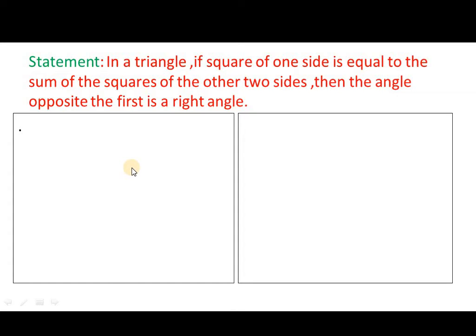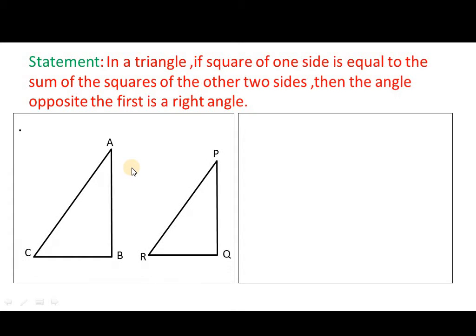So let us take triangle ABC and triangle PQR, the two right angle triangles. In a triangle, if the square of one side, so the square of one side means AC square, is equal to the sum of the squares of the other two sides. The sum of the squares of the other two sides means AB square plus BC square is equal to AC square.